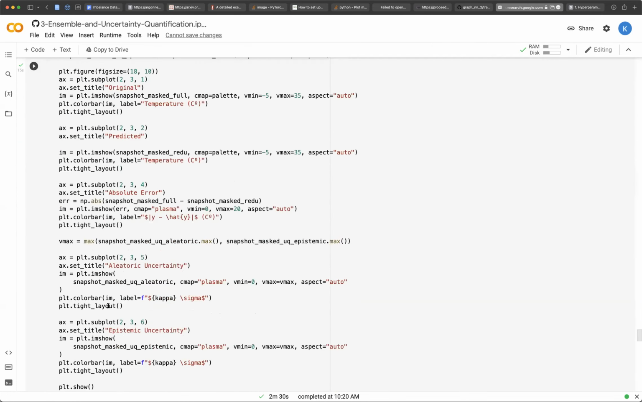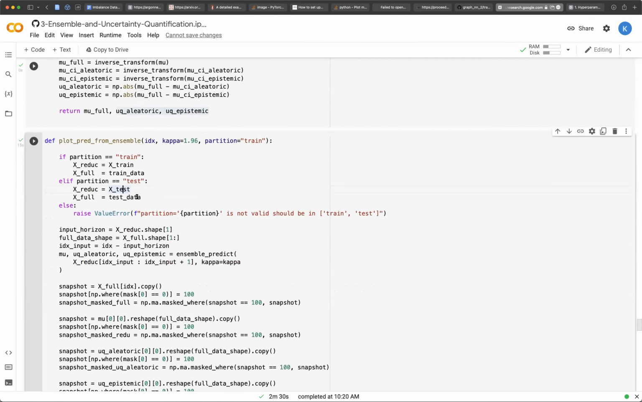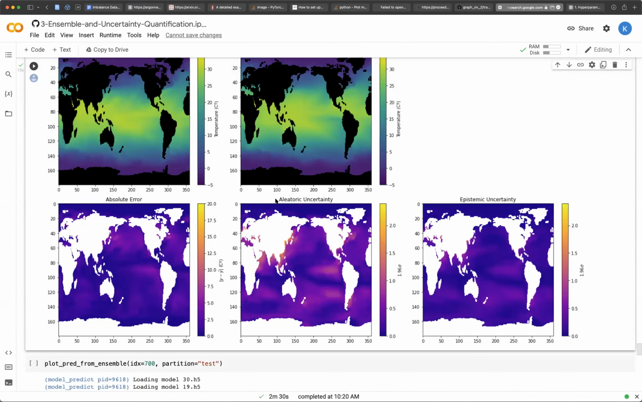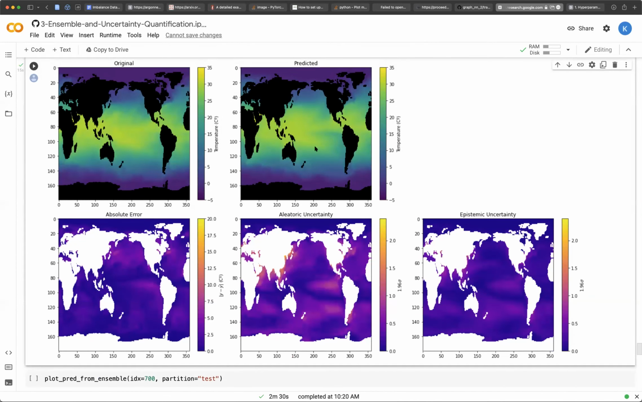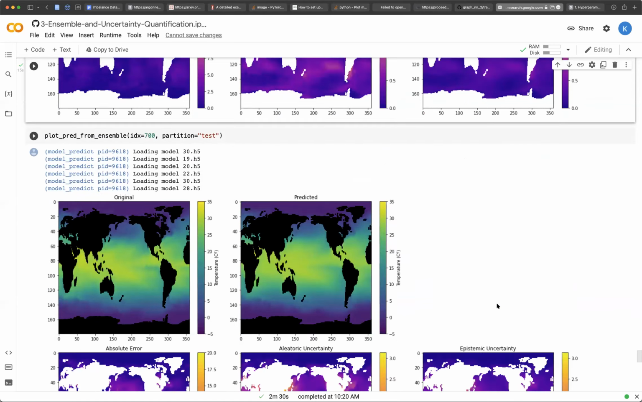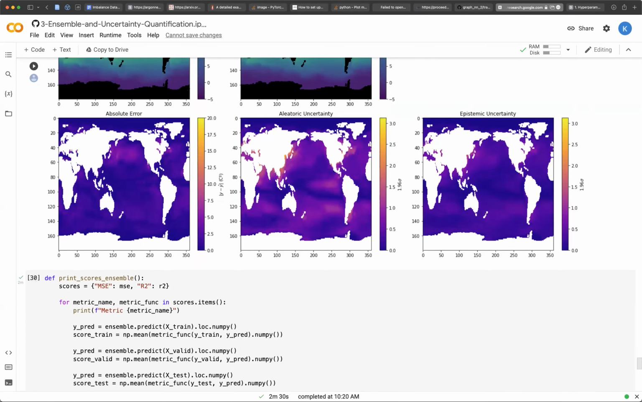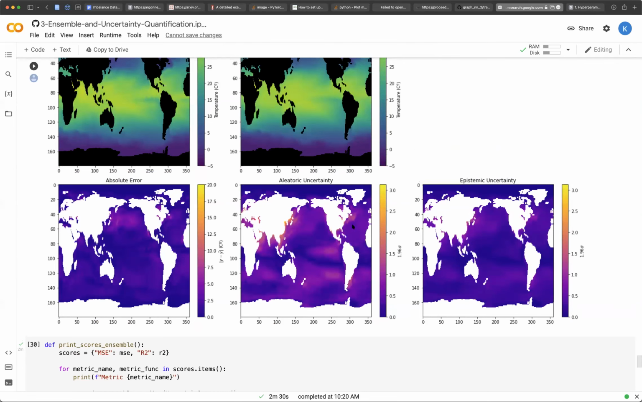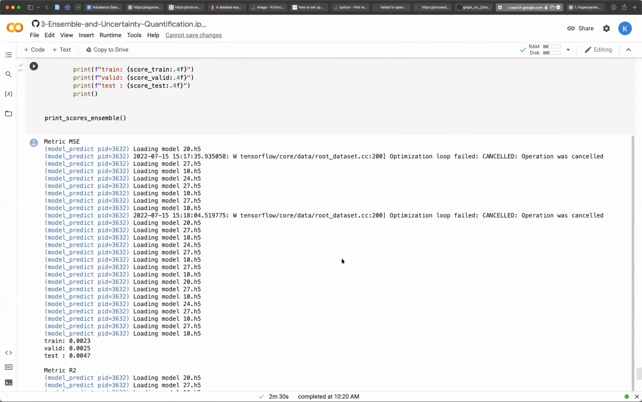Once we visualize it by executing this cell, we see that we have quite good prediction in terms of ensemble prediction. We have the absolute error. We can get the aleatoric uncertainty and we can get the epistemic uncertainty. All of them are observed separately. So this basically is what you obtain. Again, the aleatoric uncertainty near these coasts here is actually not as good as you would expect, but the epistemic uncertainty is actually pretty good.